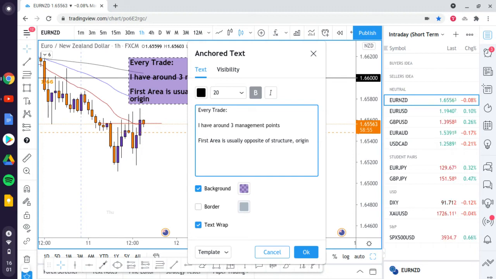So the first area is usually the opposite of structure or the origin of the pullback on the 1 hour. The second area is usually the current low or high of the day, depending on the direction of the trade that you're taking.